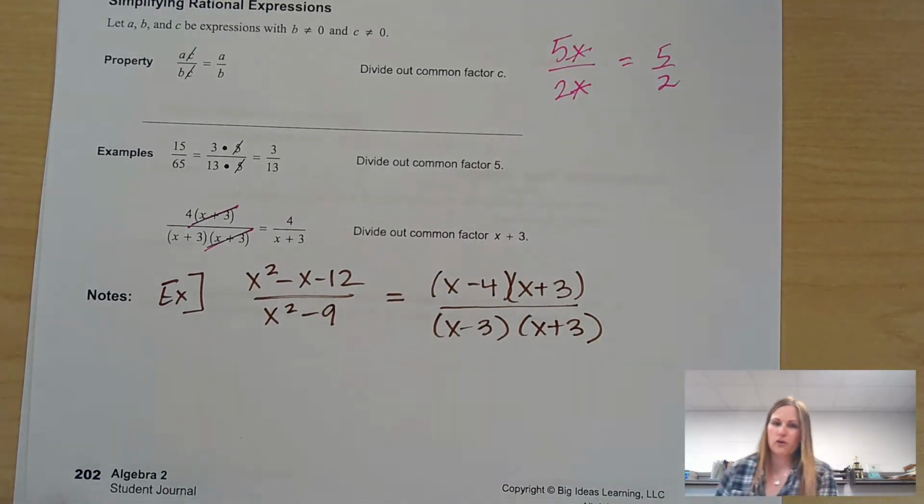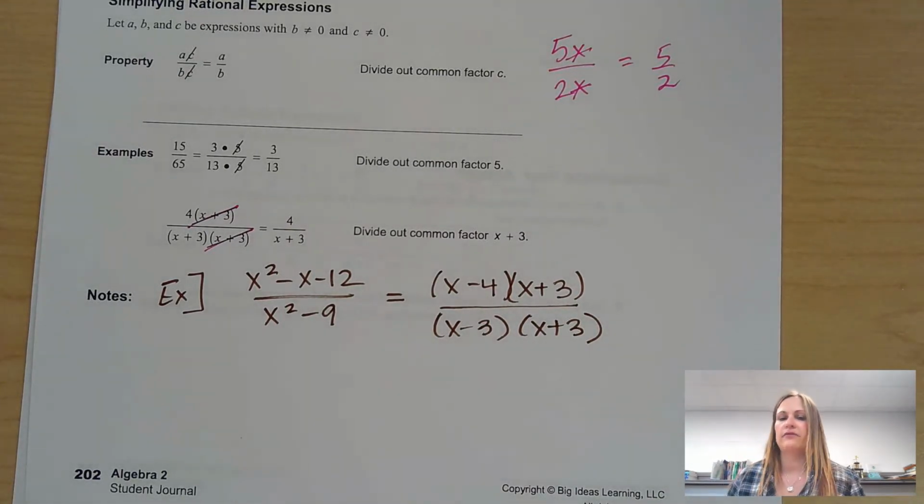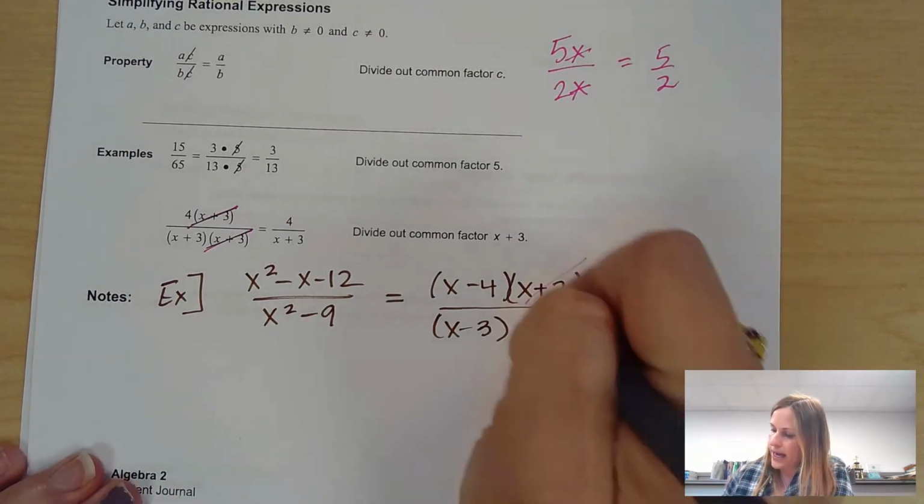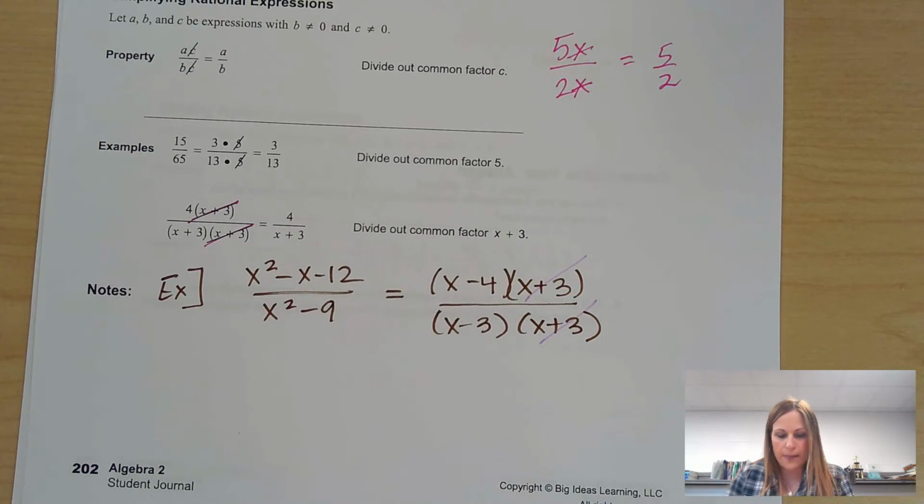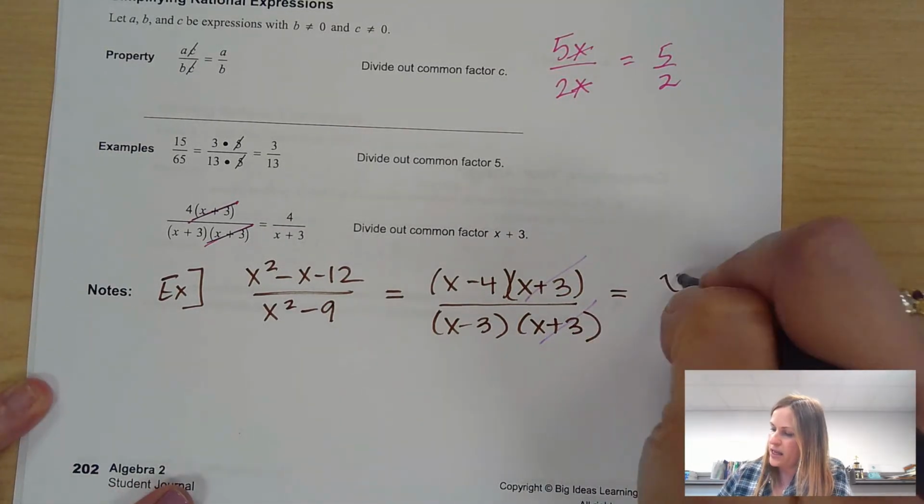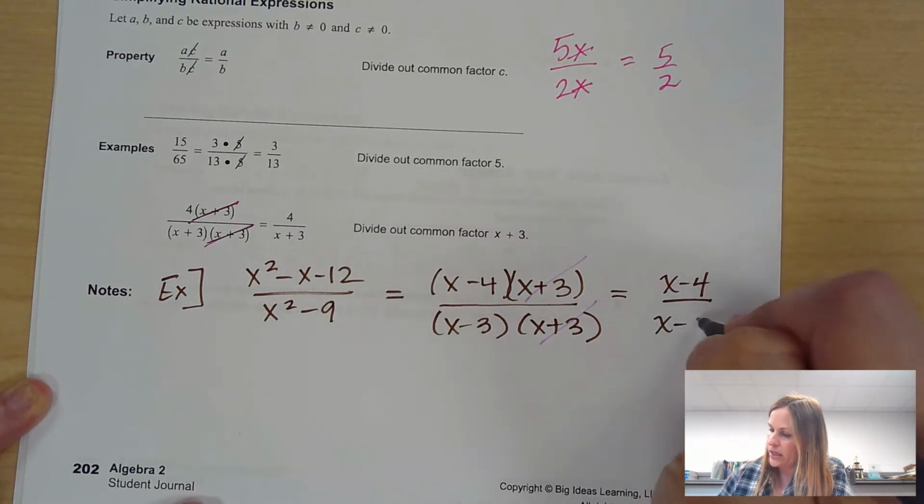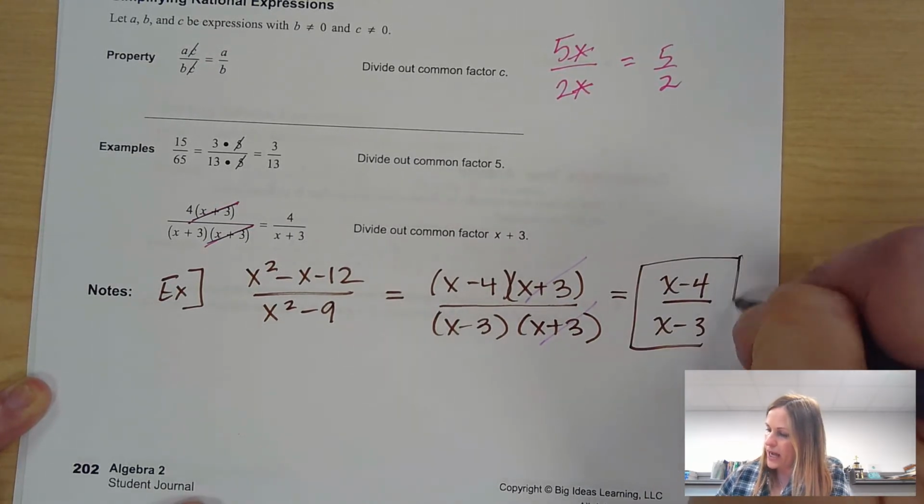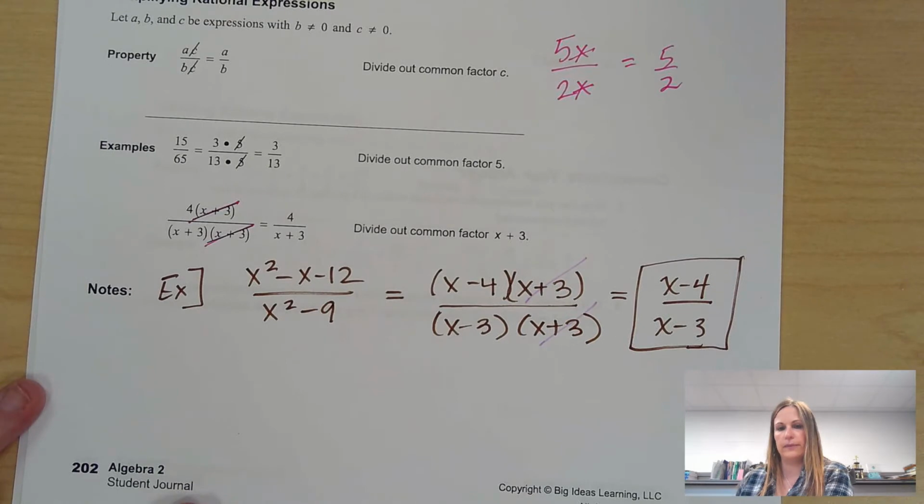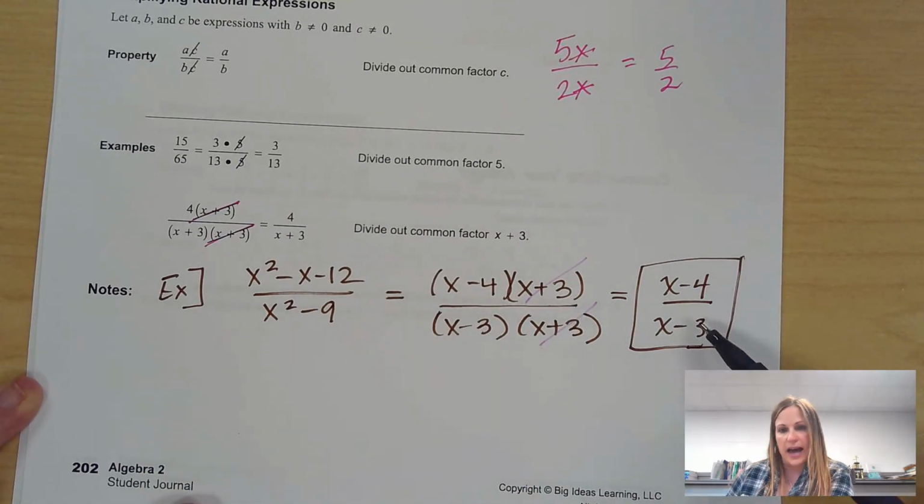You can't cancel something unless it's in factored form. Now that it's in factored form, you might notice that the x plus 3 and the x plus 3 are a common factor from numerator to denominator. So if I reduce, my final answer would be x minus 4 over x minus 3, because these two things canceled out. Notice that I did not cancel off this x.